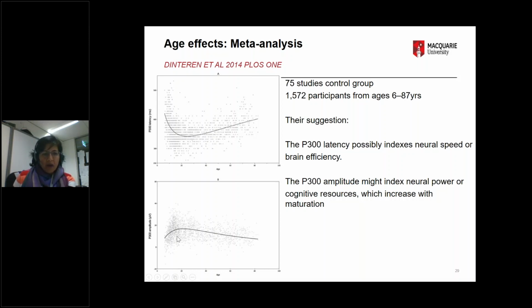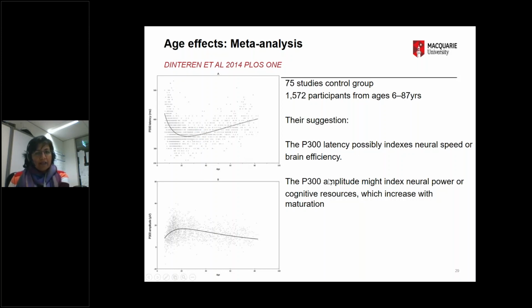At the bottom in the box here, we have the P300 amplitude, and this seems to work in the opposite way, but again, it's sensible that from when you're 6 years of age to about 20, the amplitude increases, but then starts to decrease again. So it appears that somewhere between 20 and 25, the P300 amplitude and latency start to change, which is curious.